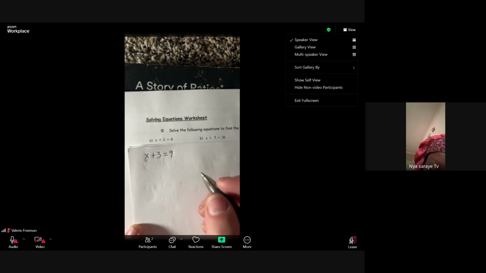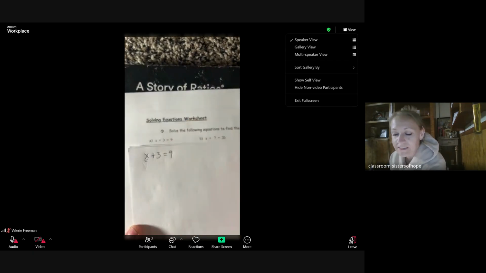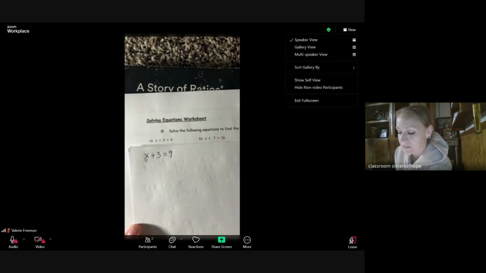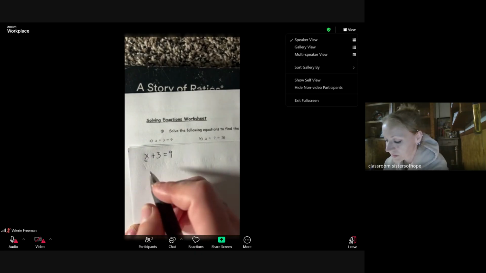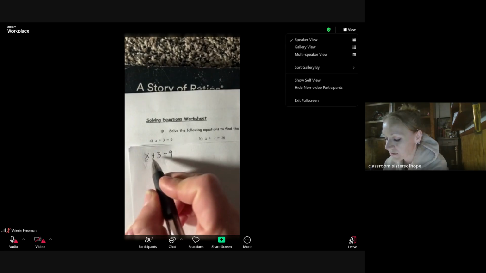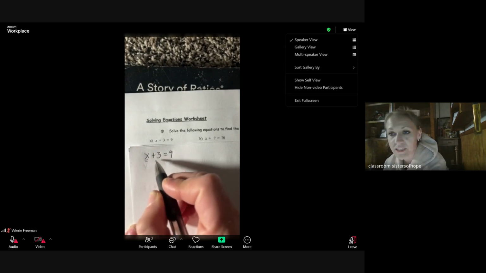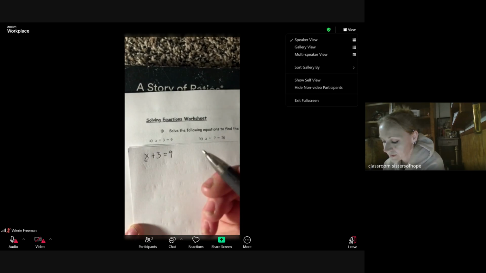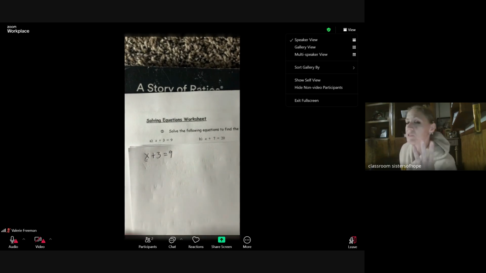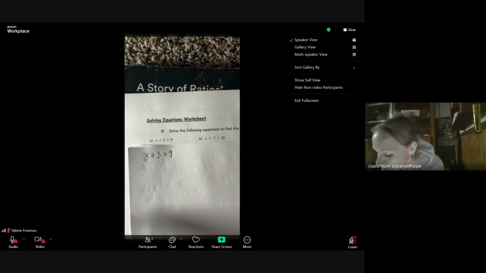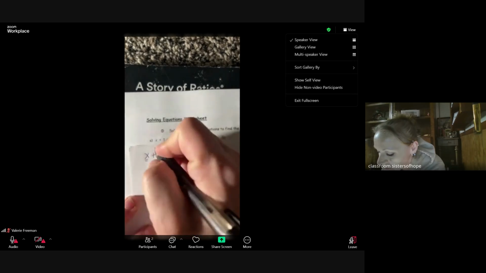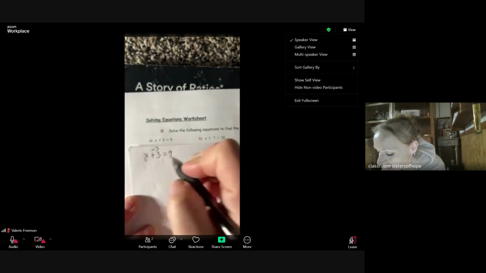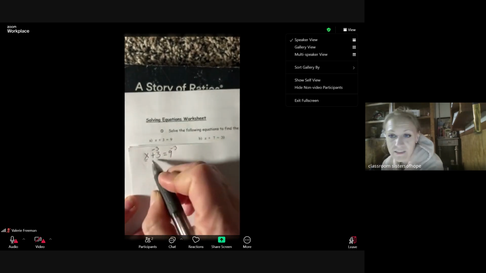How are we going to get the x by itself? That's the goal when you're solving an equation, is to isolate the variable. So if we have x plus 3, what do we have to do with that positive 3 to get rid of it? If you have 3 of something and you don't want 3 of something, you take it away, right? Yeah, subtract. That's it. So you're just going to do the opposite operation. So x minus 3, 9 minus 3, because if I do it to one side, I want to do it to the other.